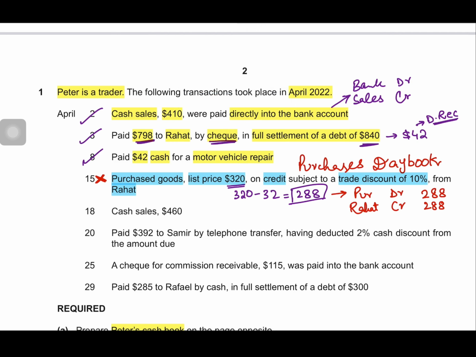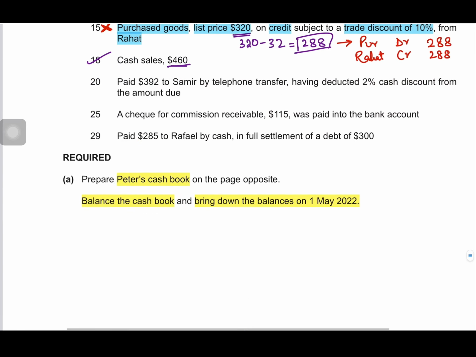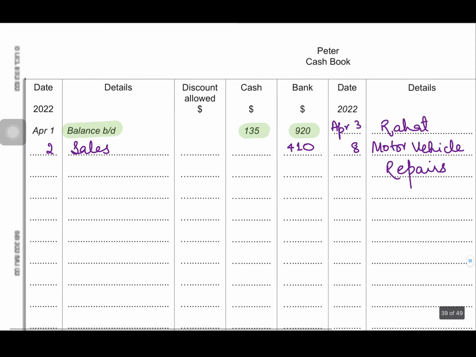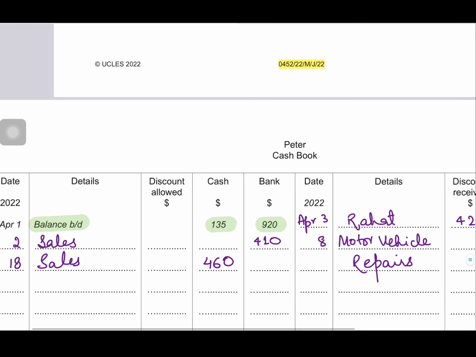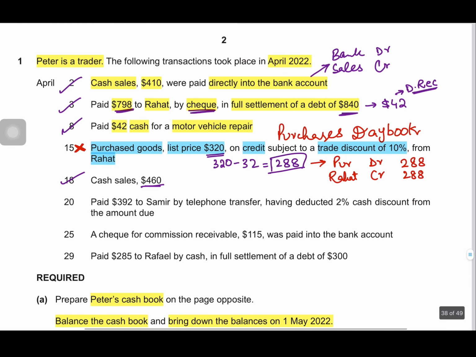Moving towards the 18th April, cash sales, say 460, very simple. Cash account will be debited 460 and sales will be credited. So over here I will write sales on 18th April in cash column 460. Make sure that you are entering the entries in the correct columns, otherwise you will end up extracting a wrong balance.